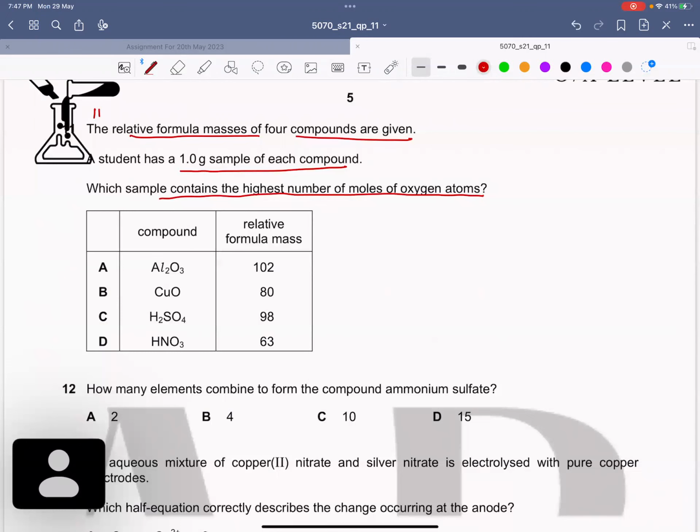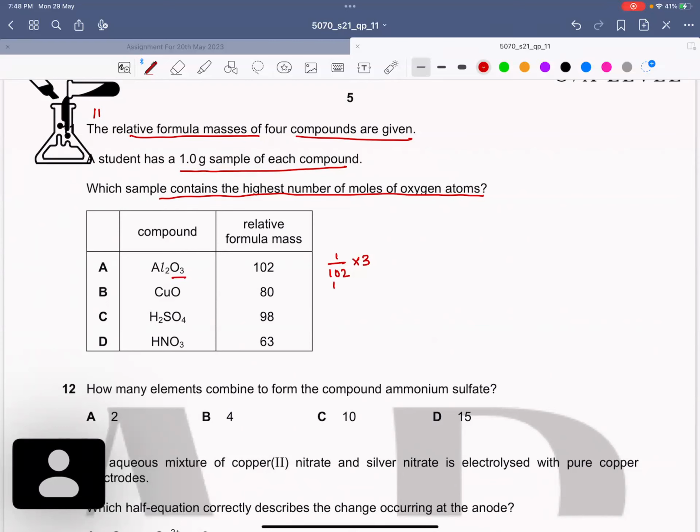So 1 divided by 102 will give you the moles of aluminum oxide, and to find the highest number of oxygen atoms you have to make it times 3, because one formula contains 3 oxygen. When you divide it with the MR you will get the moles of aluminum oxide. Then how many oxygen there are, you will get by multiplying it by 3.